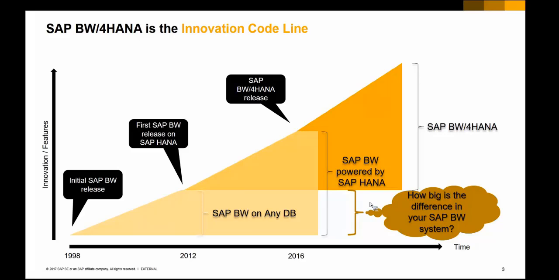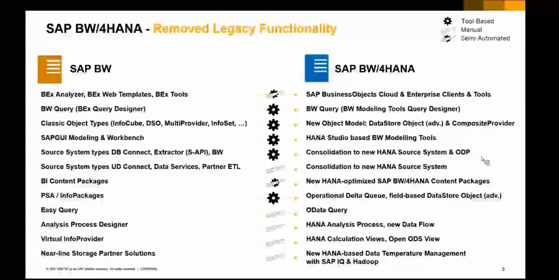For BW4HANA, the question is really, what is the difference between your BW system and what are you using in terms of functionality that is not available in BW4HANA anymore? There is a longer list. We have removed a lot of legacy functionality, obsolete features that have collected over the years and are not relevant anymore for running a data warehouse solution on the HANA platform. And you can see here a little piece of this list starts out with the front-end pieces that we moved to Business Objects. BEx Query Designer moved also into the BW modeling tools on Eclipse.